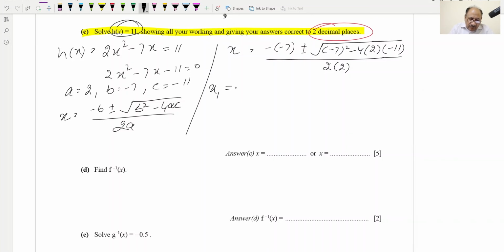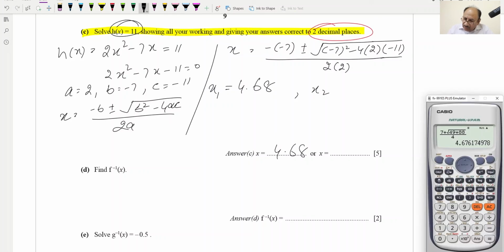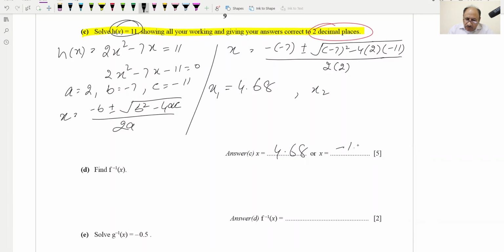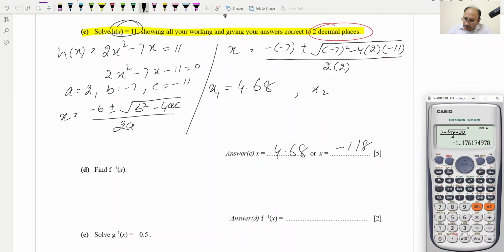So x1 will be equal to 4.68 when we are taking the positive value, and the x2 second value we can write as, when we will be changing this plus with minus, and this will be the value which we can provide, minus 1.18. So this will be the value. We can double check.